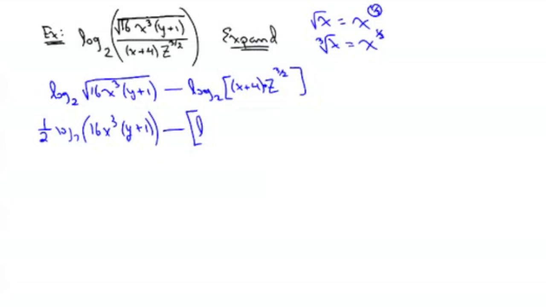So I can write that as log base 2 of x plus 4. And since it's multiplication, this becomes plus log base 2 of z to the 3/2.